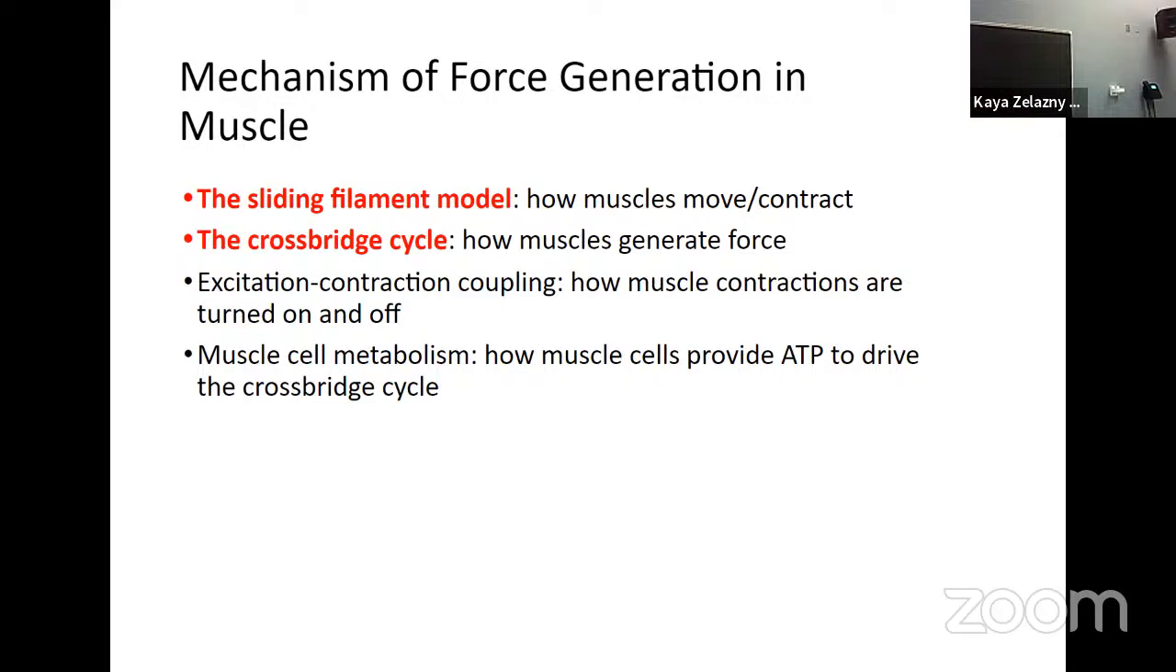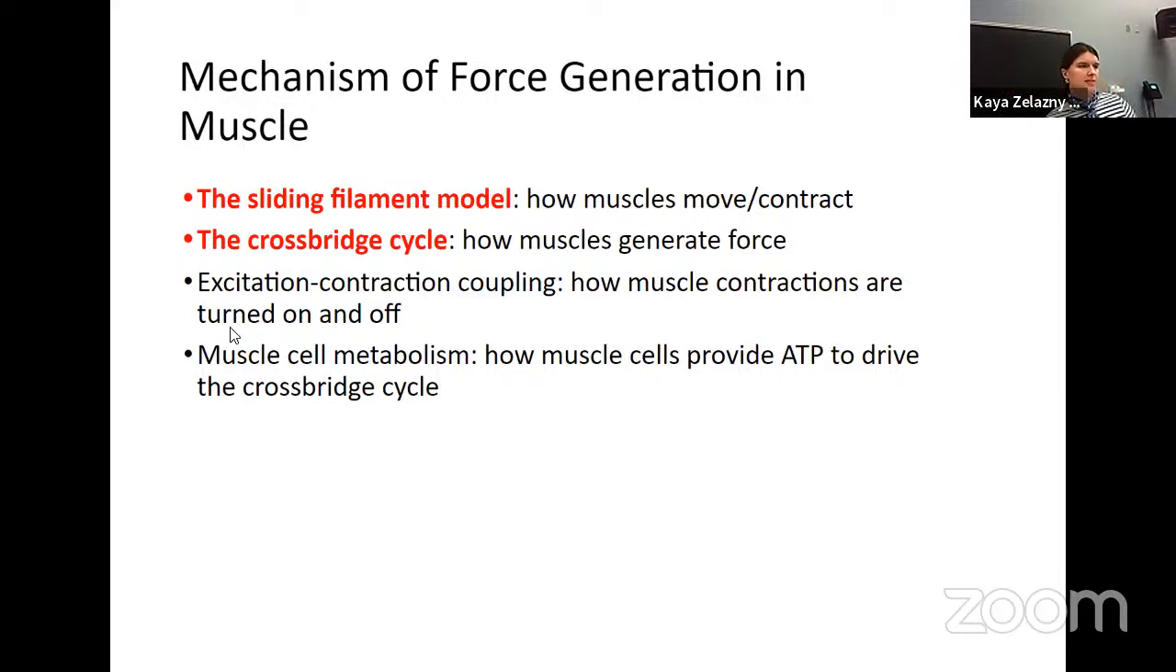Excitation, referring to that depolarization that we have running down our somatic neurons. Right? Excitation, we have that charge basically, so that's the nervous impulse. And then we have our contraction part, which is the physical contracting of the muscle. And these two things are paired together. Finally, we'll eventually talk about muscle cell metabolism. So we'll talk about how the muscle cells are providing the ATP that we're going to see is needed by the cross-bridge cycle during contraction.